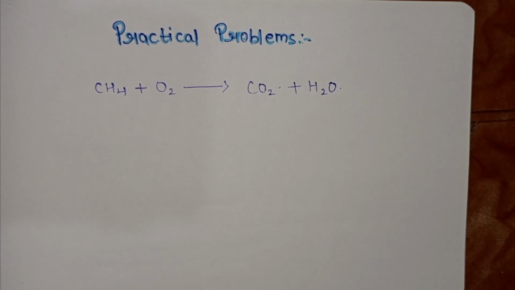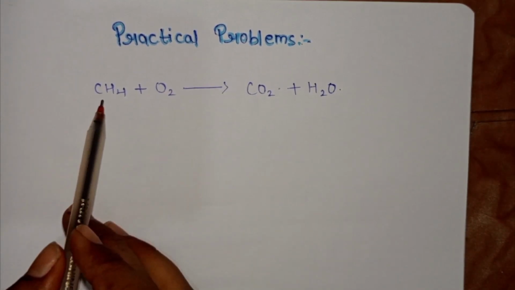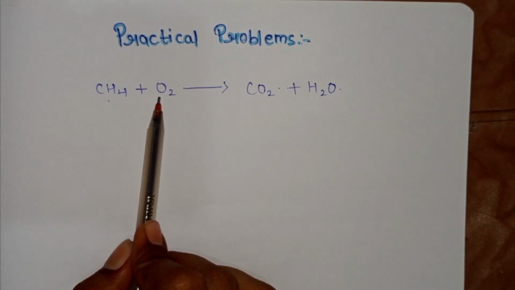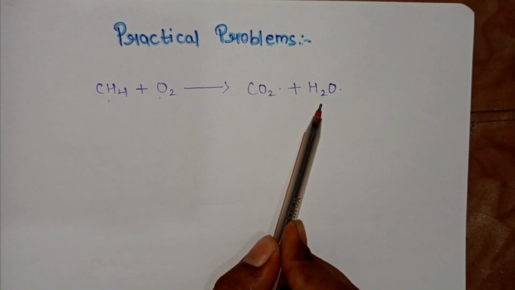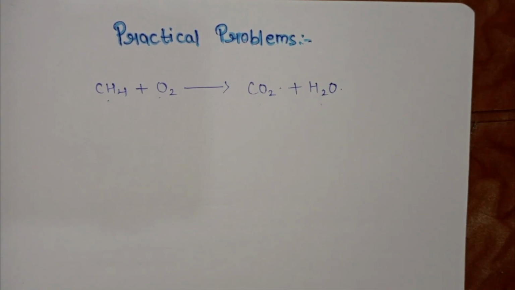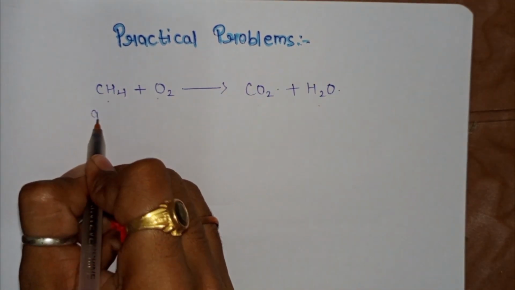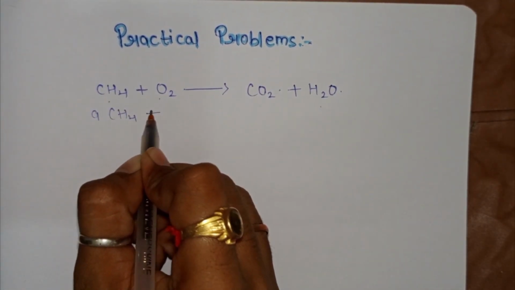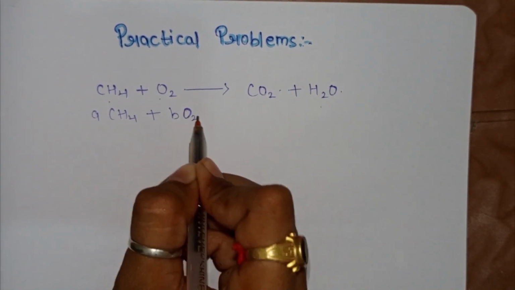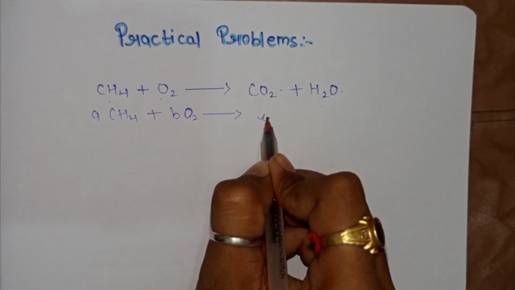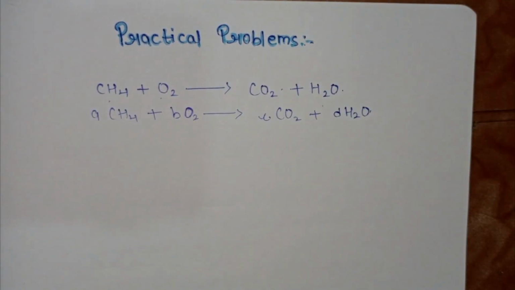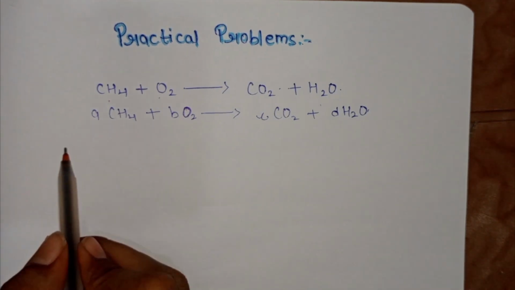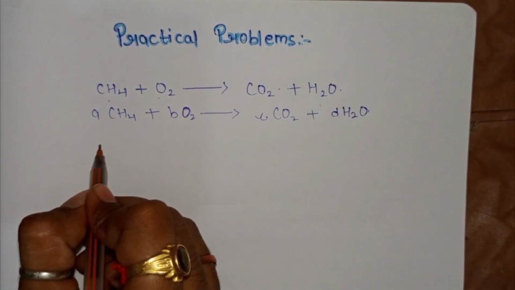It's simply a combustion of methane where CH4 reacts with oxygen to form carbon dioxide and H2O, water molecules. Now, first of all, we give a coefficient to all of them. Means aCH4 plus bO2 gives cCO2 plus dH2O. Now we will make an equation for carbon.